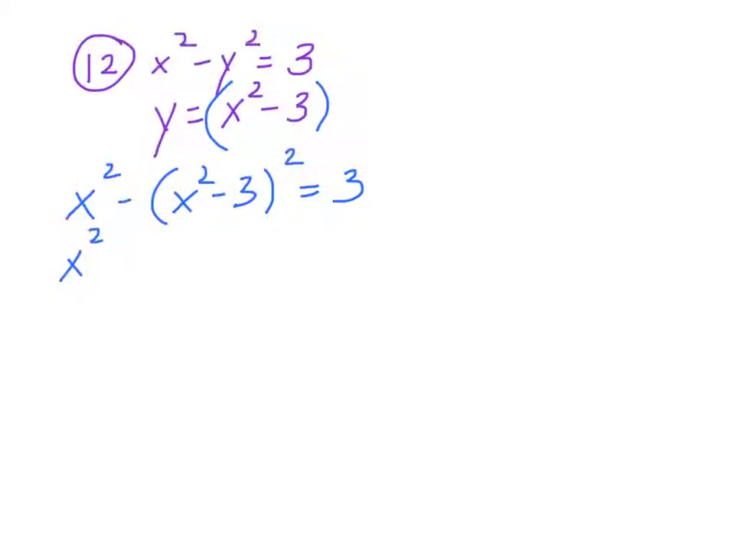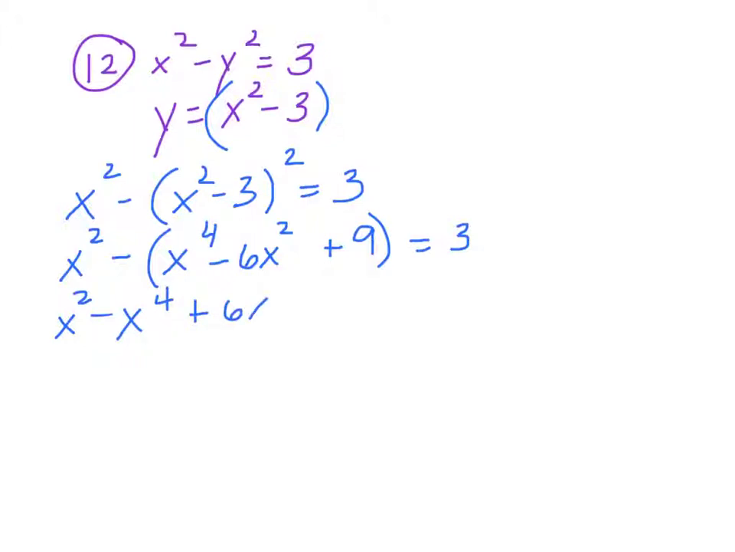So here, x squared minus, don't worry about distributing the minus yet. Let's multiply this out. x to the 4th, so square the front, square the back, double the middle product. Equals 3. All right, so we'll distribute our minus. So I have x squared minus x to the 4th plus 6x squared minus 9 equals 3. So let's see, negative x to the fourth plus 7x squared, and then minus 12 equals 0.